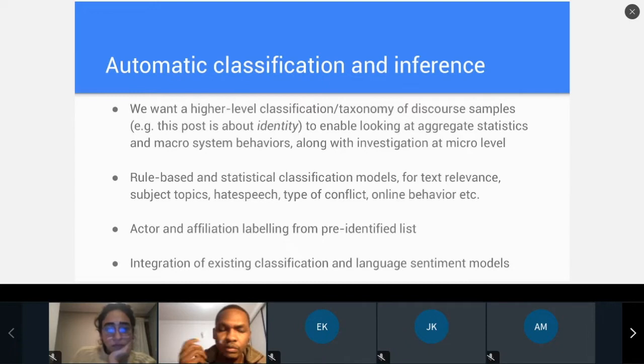And then we also have a classification for actor and affiliation labeling from pre-identified lists. So you look at, for example, a Facebook page that is owned by, let's say, CNN, then we label that as media, right? Another one that is by a politician is labeled as a political actor, or things like that, depending on what makes sense to the local whoever is going to be using the dashboard.